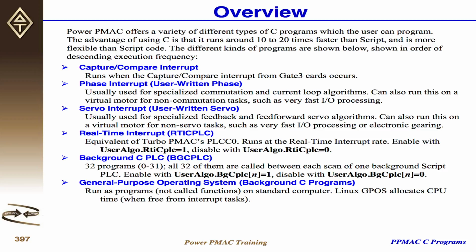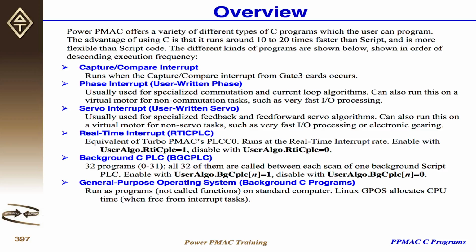Next is the real-time interrupt PLC. RTIC PLC is an acronym that you'll hear. This is the equivalent of your Turbo PMAC PLC C0, which was a compiled PLC that would run at real-time interrupt. And this is for general purpose use. You use it for the same purposes as a PLC in script, but it just runs a lot faster. And you can enable it and disable it with useralgo.rticplc equals 1 and 0 respectively.